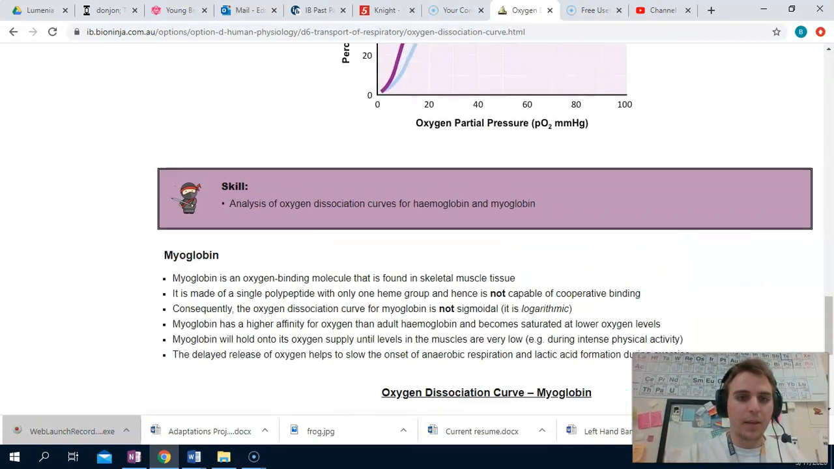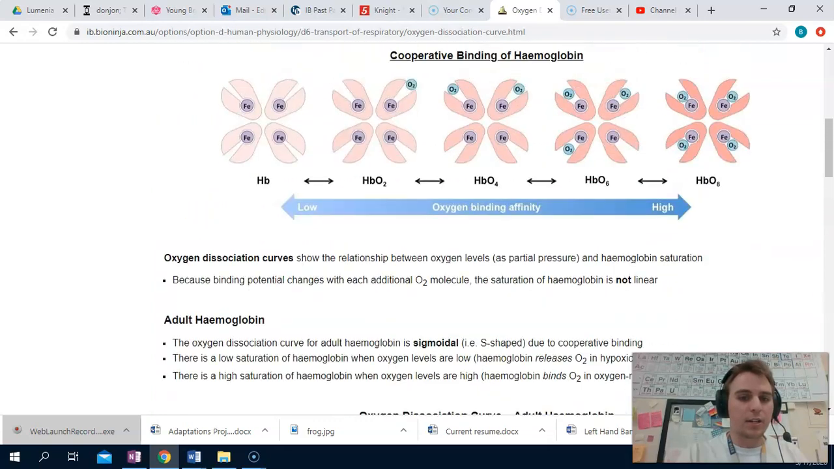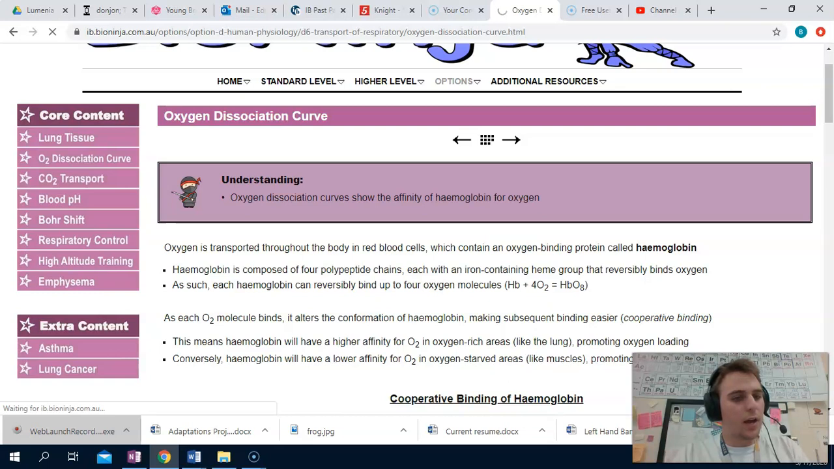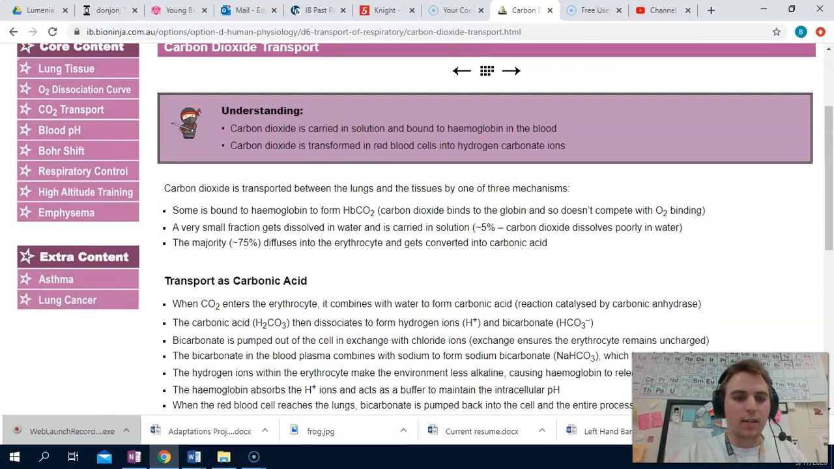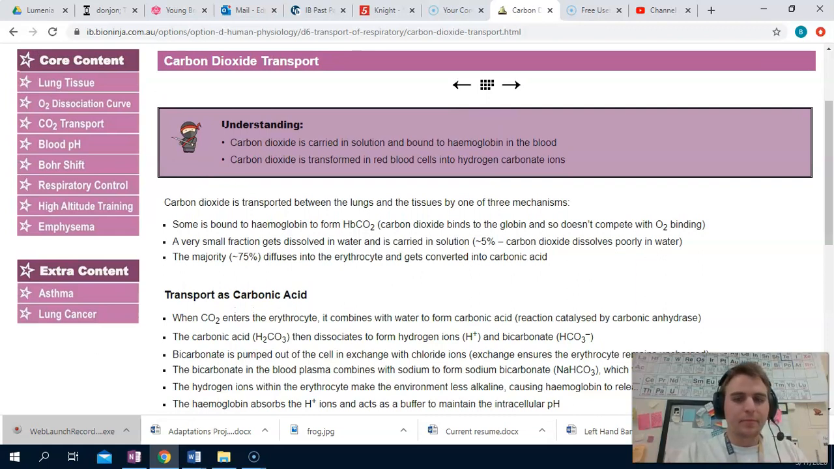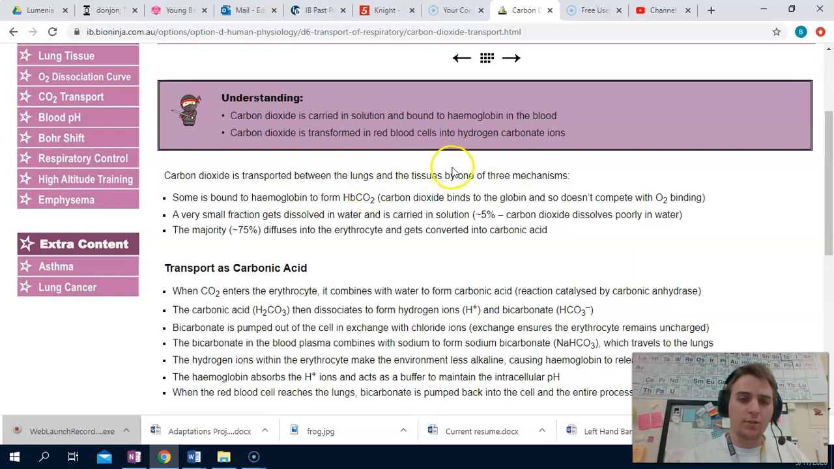Okay? So that is the basic idea of oxygen dissociation curves. And so we are now going to talk about, along with this, carbon dioxide. Carbon dioxide is transported between the lungs and the tissues by one of three mechanisms. Not all of them, well, yes, all of them at the same time, but one single molecule takes one of these three mechanisms. Some is bound to the hemoglobin and is taken back to the lungs directly. A very small fraction gets dissolved in water and carried in solution, so the actually dissolved carbon dioxide, a little molecule with water surrounding it. And then most of it actually diffuses into the erythrocyte, which is the red blood cell, and gets converted into carbonic acid.